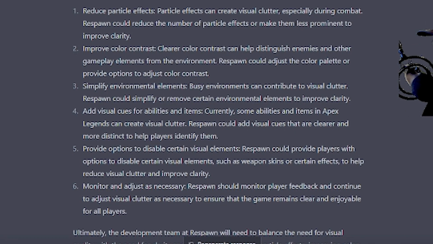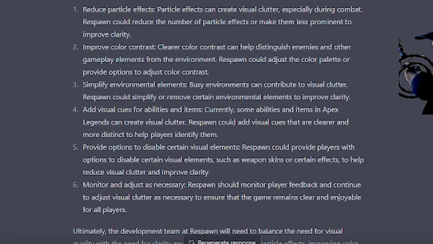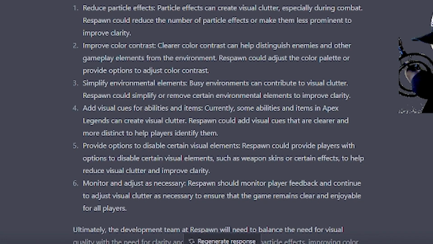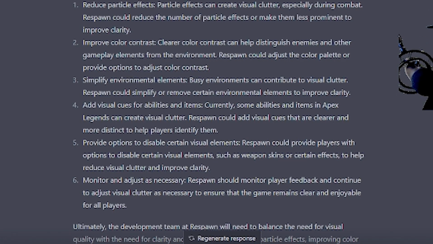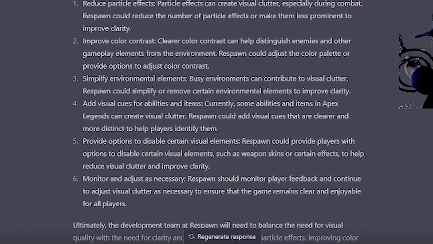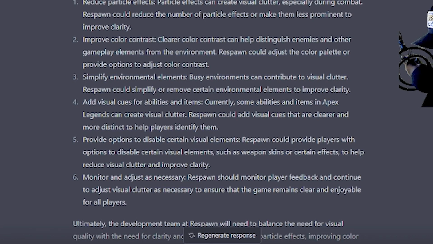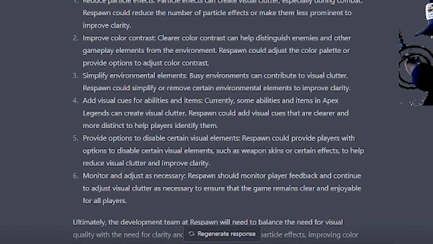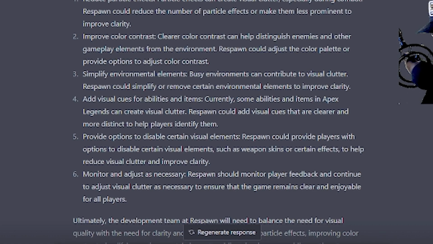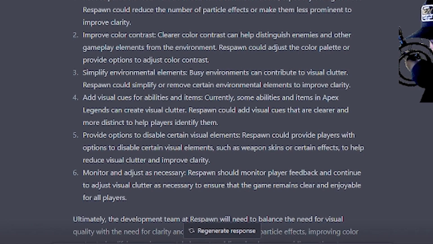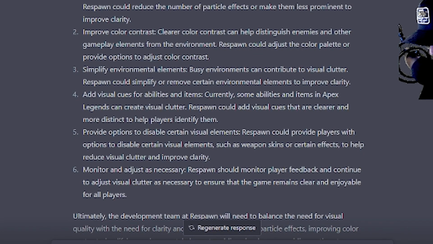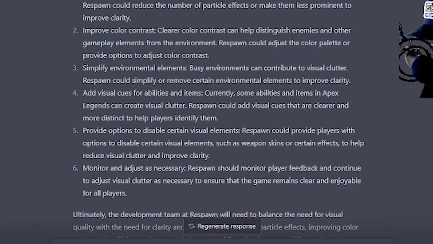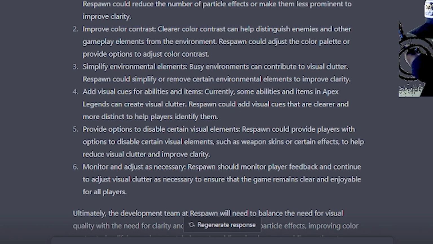Provide options to disable certain visual elements. Respawn could provide players with options to disable certain visual elements such as weapon skins or certain effects to help reduce visual clutter and improve clarity. Monitor and adjust as necessary. Respawn should monitor player feedback and continue to adjust visual clutter as necessary to ensure that the game remains clear and enjoyable for all players.